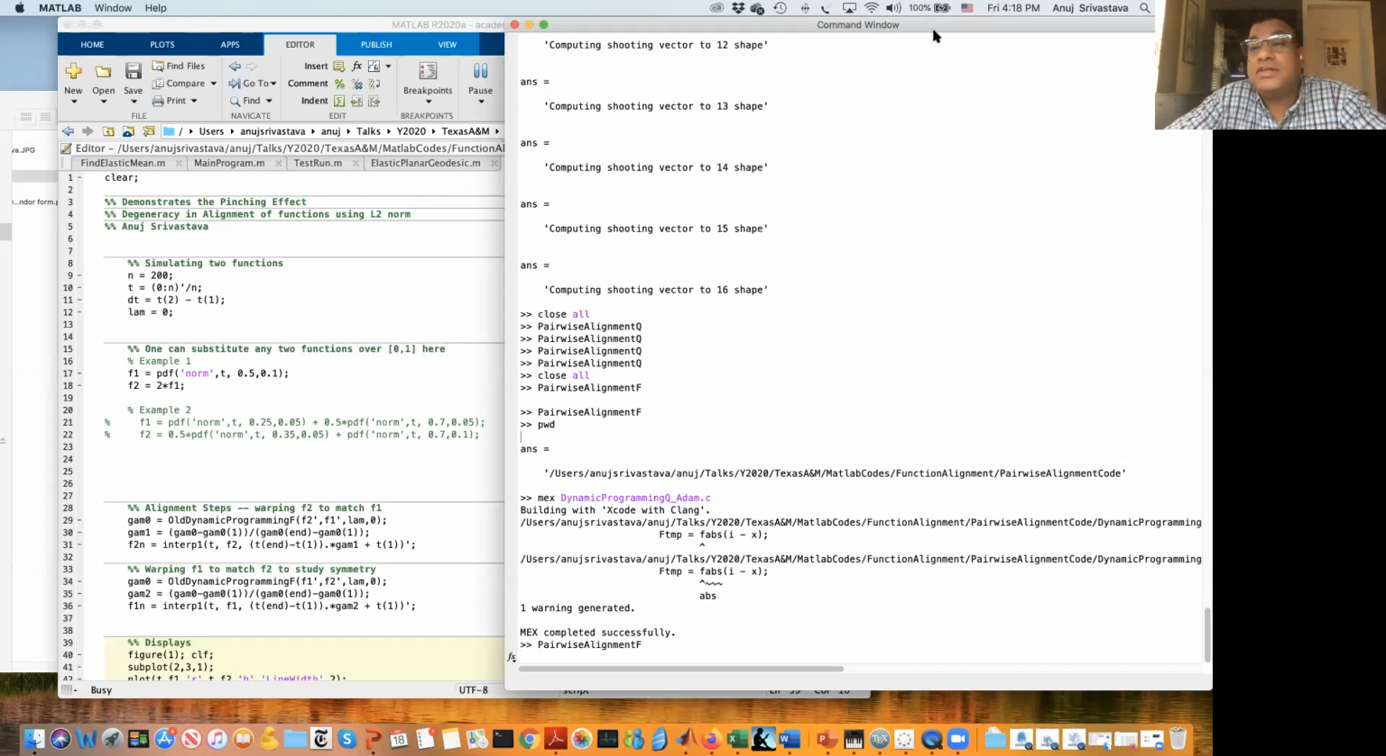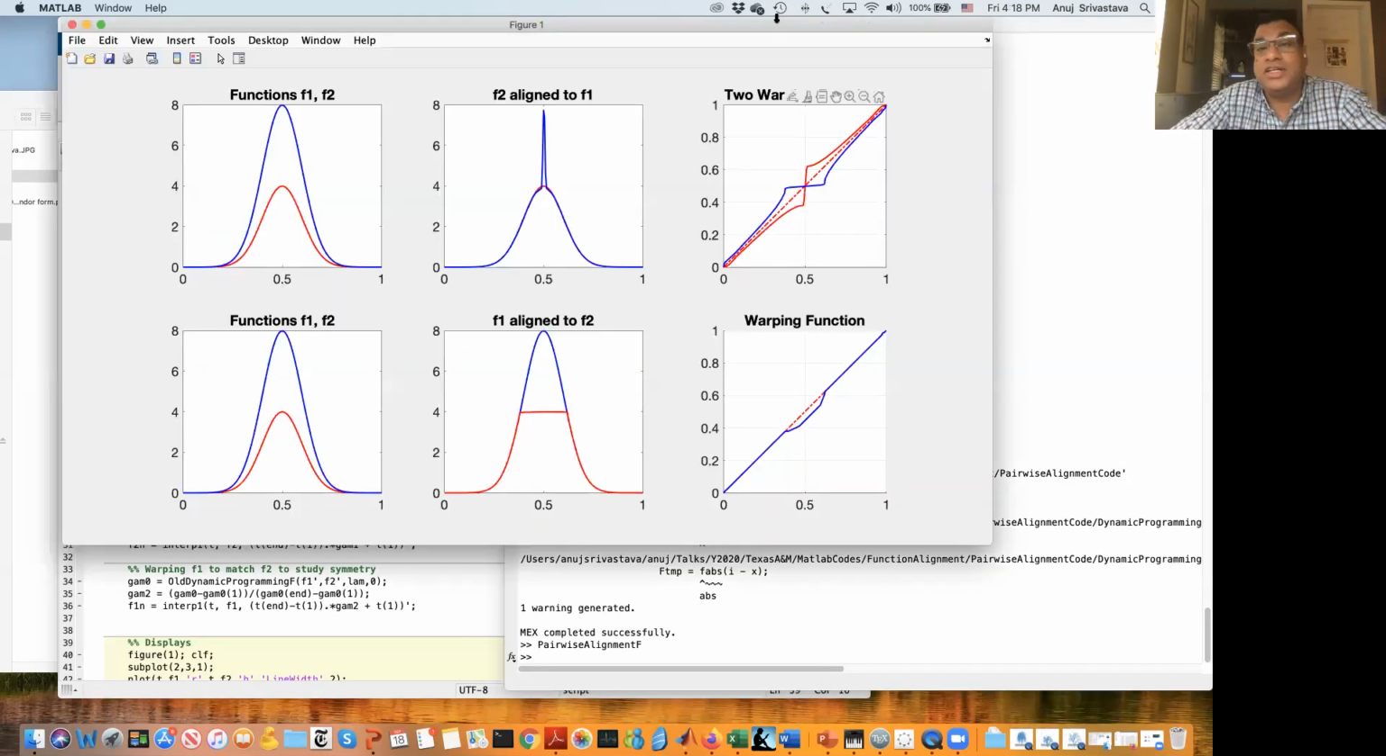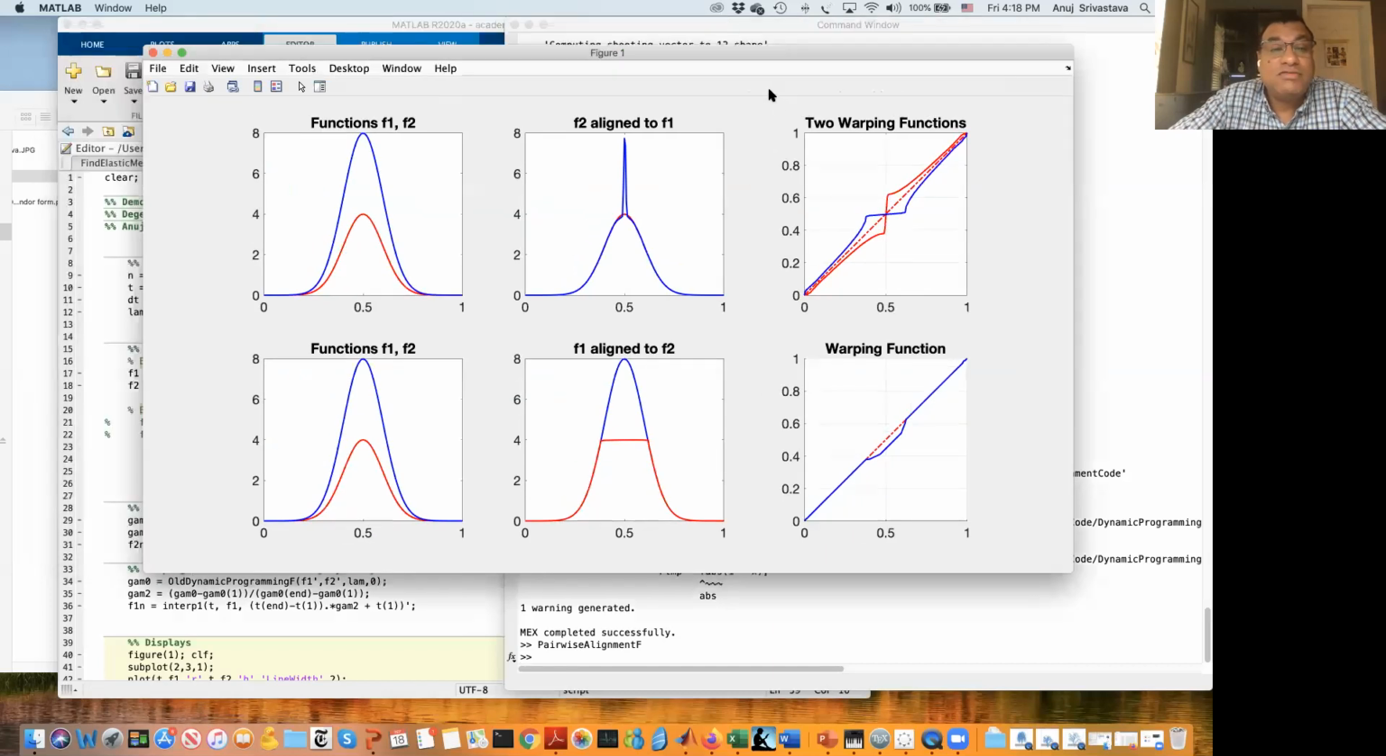Let me remove this window. It is still running. So it's not just a few seconds, it's actually getting into a minute. Well, here it is. So let me explain what this picture is.